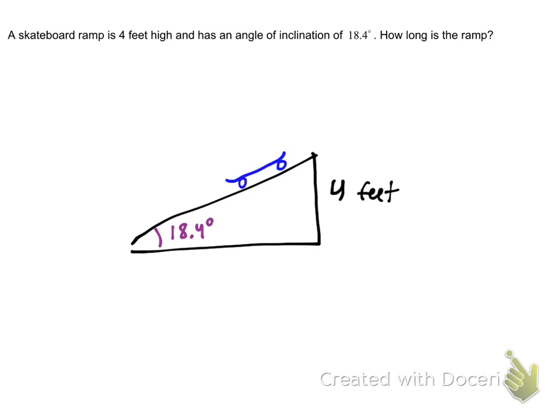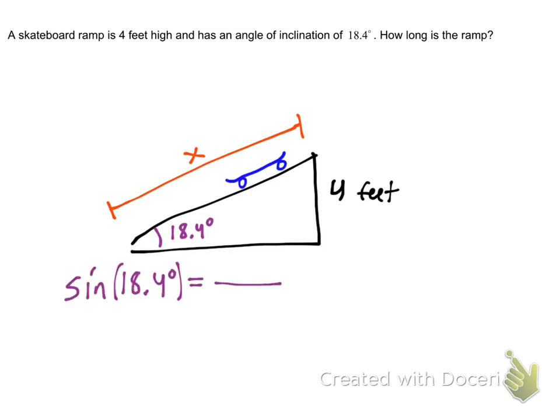So this is similar to an angle of elevation. It's how high the ramp is starting from ground level. And there's what we're looking for, x. How long is this ramp? So we set up sine because sine is opposite over hypotenuse, and those are the two values that I have and want to find. And we've got a problem here.